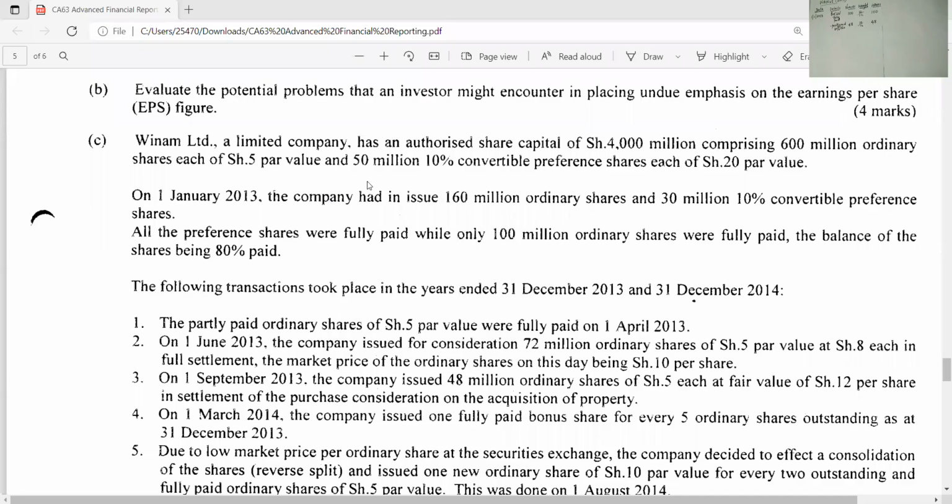And what you need to know is that the ordinary shares were trading at shillings 5. That is according to the statement they provided at the start of this question. So the 600 ordinary shares of shillings 5 par value. So the par value of the ordinary shares was 5. If you go to additional information number 1, they say the partly paid ordinary shares of shillings 5 par value were fully paid now on 1st April 2013.